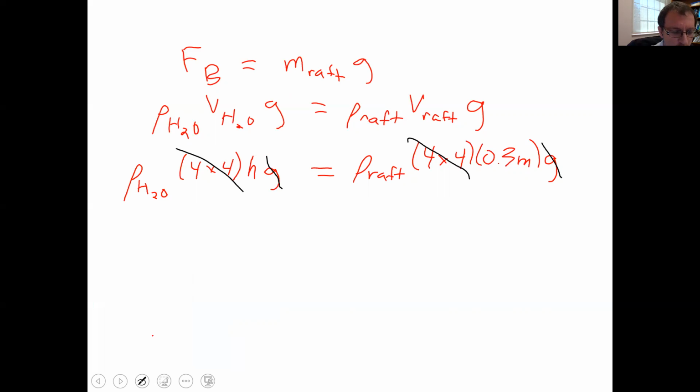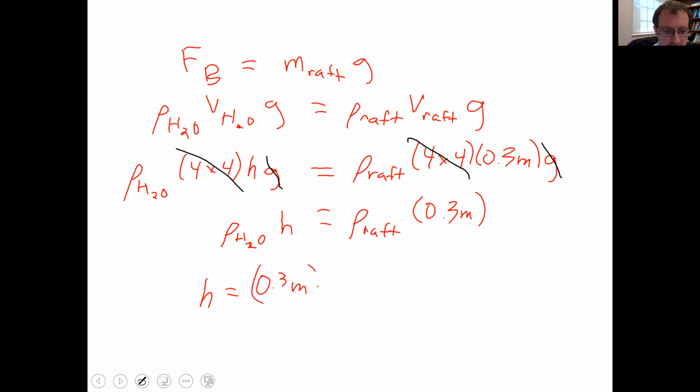We're left with density of water times H is equal to the density of my raft times 0.3 meters. If I rearrange this equation and divide both sides by density of water, I will get the height that my raft is submerged to is 0.3 meters times this ratio of my densities, density of raft over density of water.